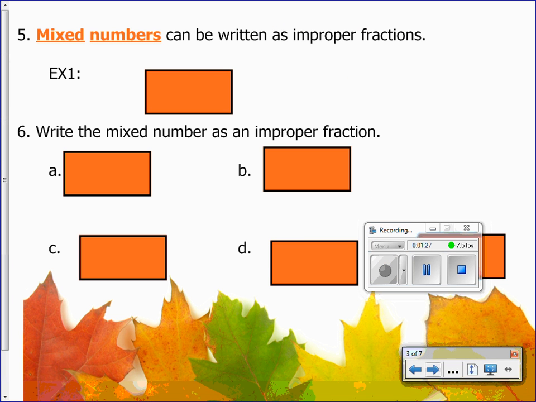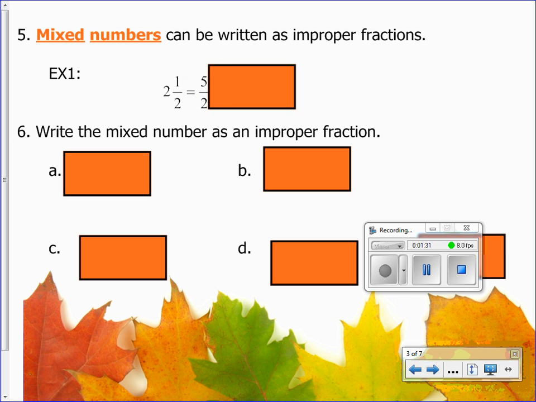Now, in example 5, we're given examples of mixed numbers. Mixed numbers can be written as improper fractions. So if you have 2 1/2, it is equal to 5/2. Because you multiply the whole 2 times the denominator, 2, which is 4, plus the 1 that you have left over, so you have 5/2. So 2 1/2 is equal to 5/2.